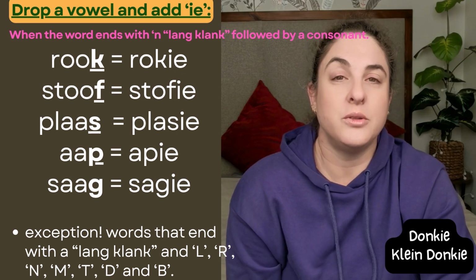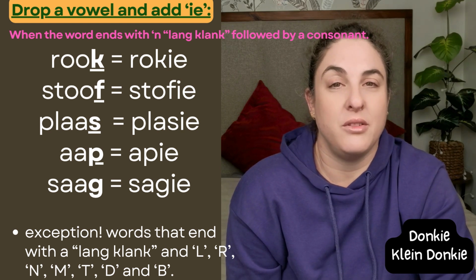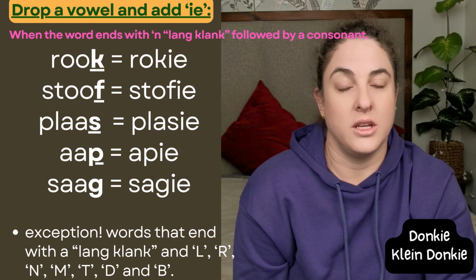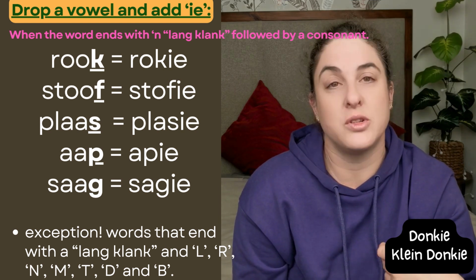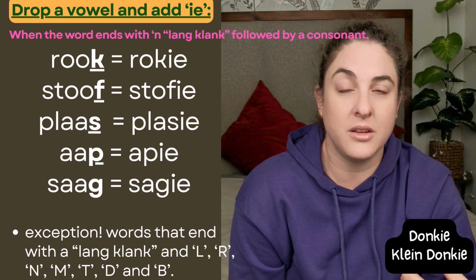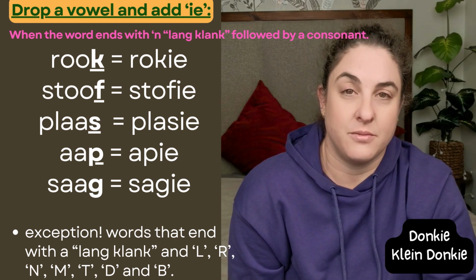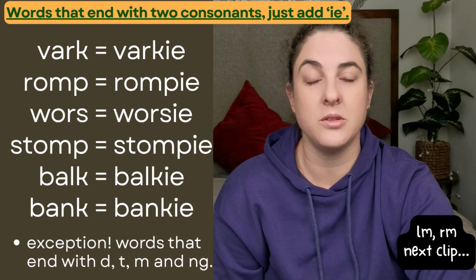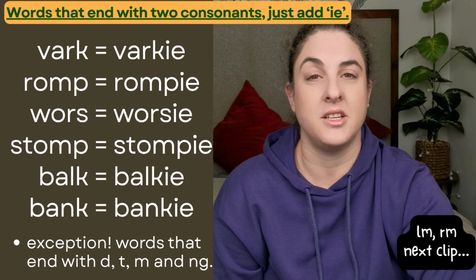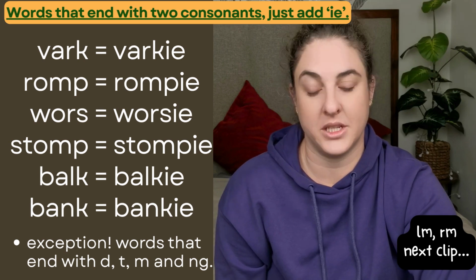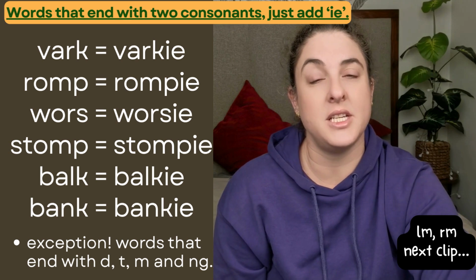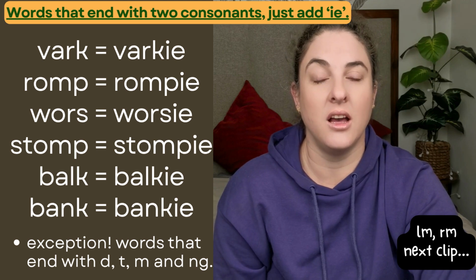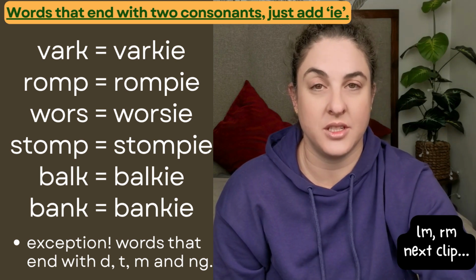Then for this rule, the same exceptions as the previous clip applies, where if these long sounds are followed by one of those consonants given at the bottom of the screen, the rule is different. For words ending in double consonants, you also add an IE, except at the very bottom there are those exceptions for words that end in DT, M, and the NG sound.